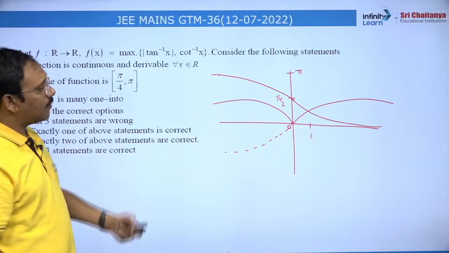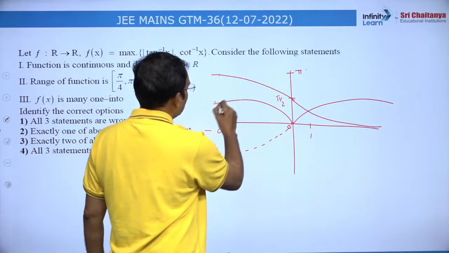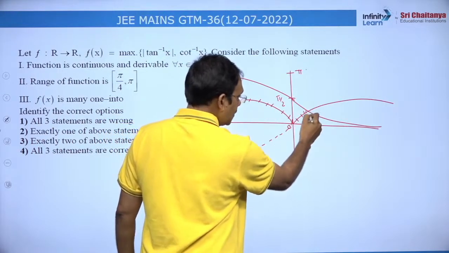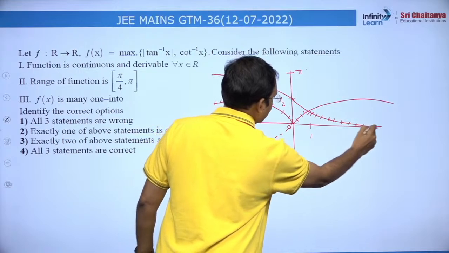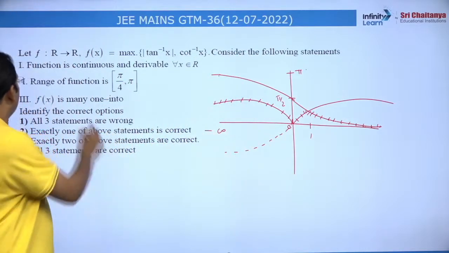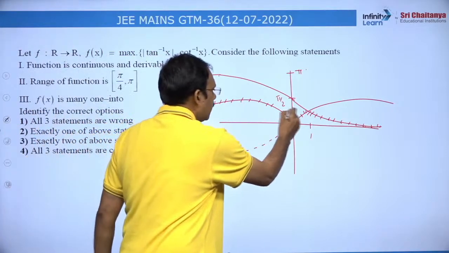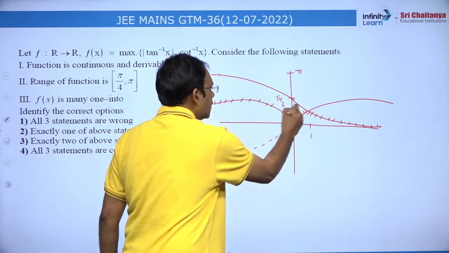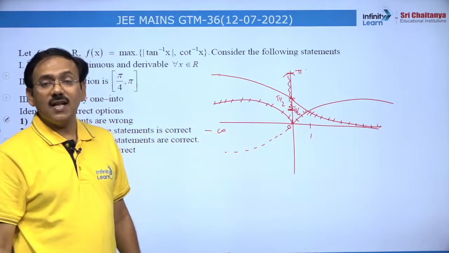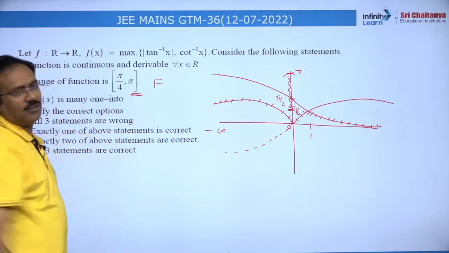Now, maximum of these two means, from minus infinity to 1, cot inverse x is the maximum, so you can cancel this. After this, tan inverse x is the maximum. This is the function, friends. Now, first question, the range of f of x is pi by 4 to pi. Yes, this is going to be pi by 4 here on y axis, but pi is open. Cot inverse x range is open 0 to pi. Since he has given closed, this statement is false.